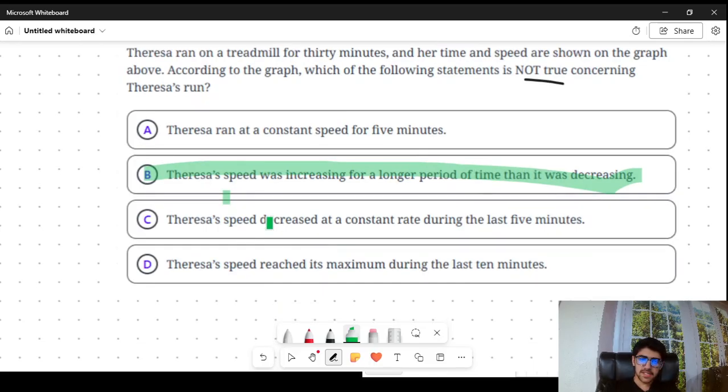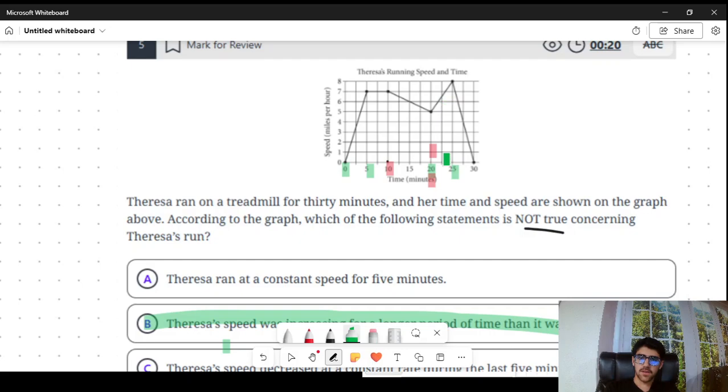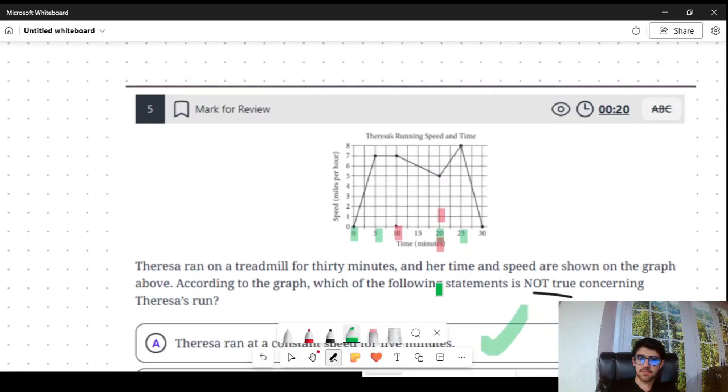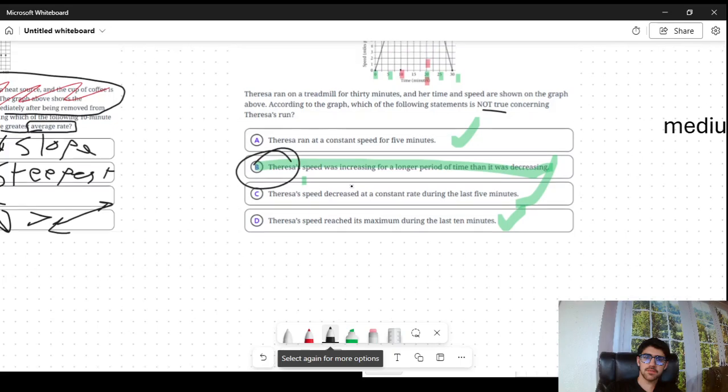So C says that Teresa's speed decreased at a constant rate during the last 5 minutes. From 25 to 30, the speed did decrease at a constant rate. The line is a linear line, so the slope does not change throughout. So this one is true. Then, Teresa's speed reached its maximum during the last 10 minutes. During the last 10 minutes, so from 20 to 30, it did reach its maximum at 8 miles per hour. So that is also true. So the correct answer would be B. So that is it for the easy questions. Let's move on to the medium.